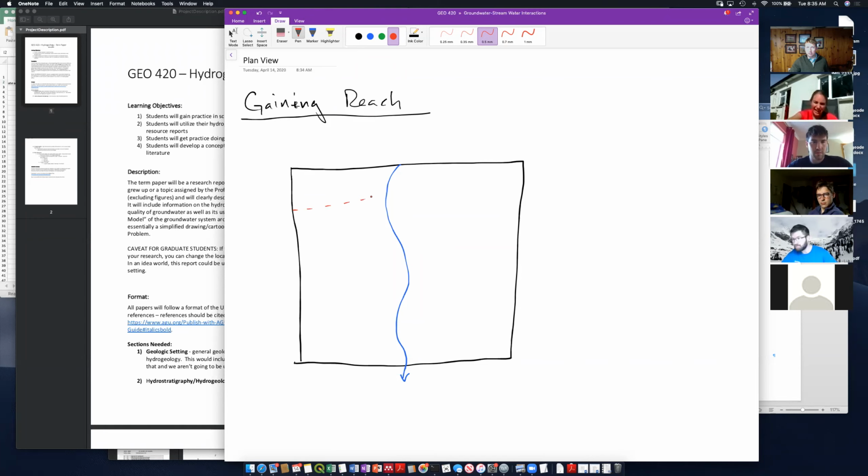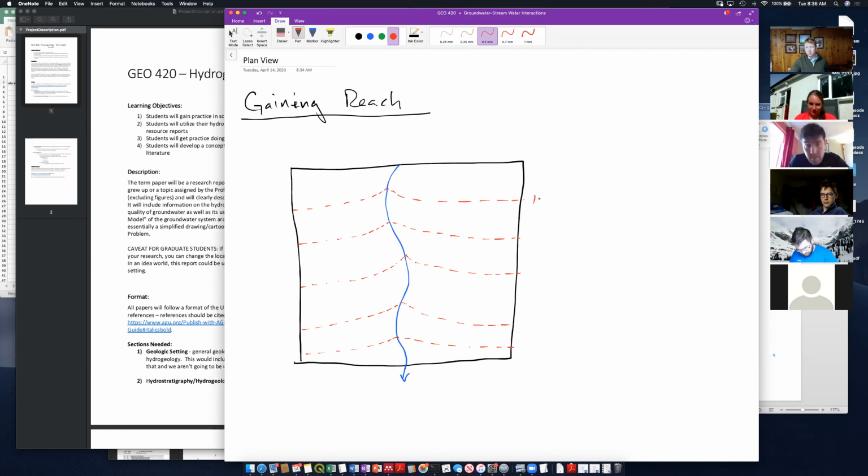All right, now if my stream is gaining, then groundwater's going to flow into my stream. My stream looks like a valley in the potentiometric surface. That directs water flow in.